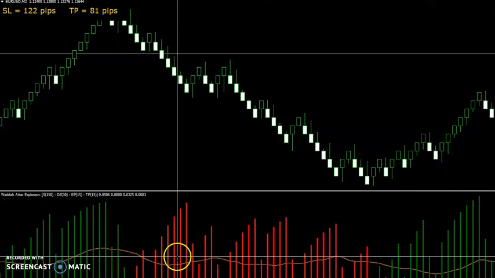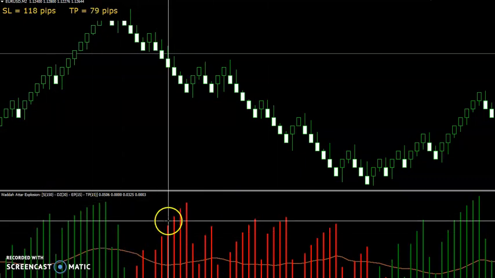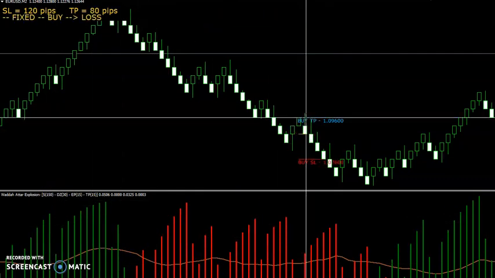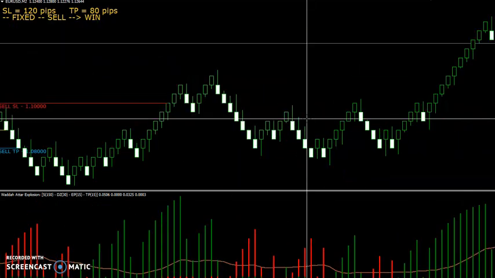Okay, so that explains when we are using the Waddah Attar as an entry indicator, but it can be used as volume as well.